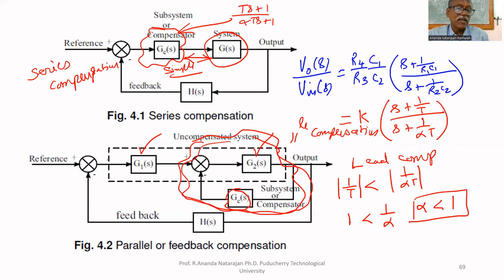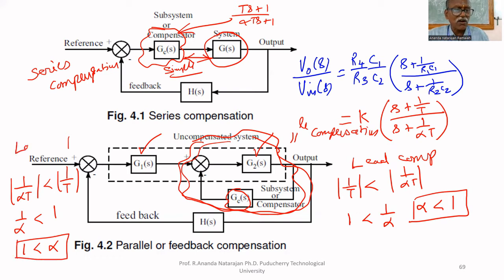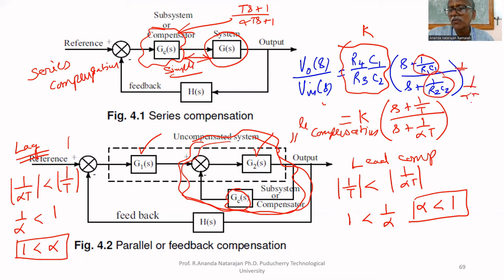What happens if it is a lag compensator? In that case, 1 by alpha tau must be less than 1 by tau. Tau getting cancelled, therefore 1 by alpha must be less than 1, or alpha must be greater than 1. Alpha must be greater than 1 for a lag compensator. So, based on the value of alpha tau, we can select R1 C1. Based on the value of K, we can select R4, R3, C1, C2. This is for K, this is for 1 by tau, this is for 1 by alpha tau, so that we can modify the root locus.